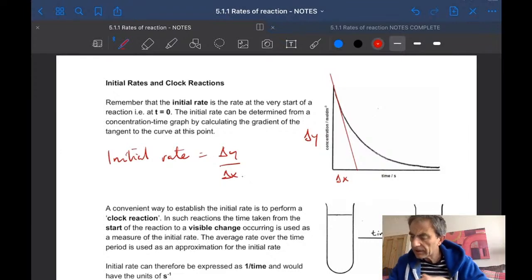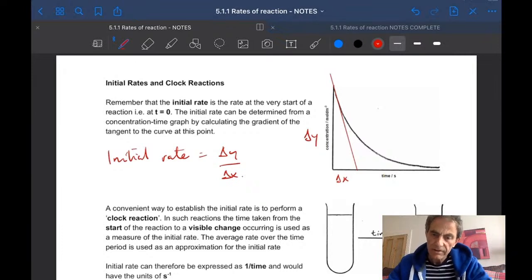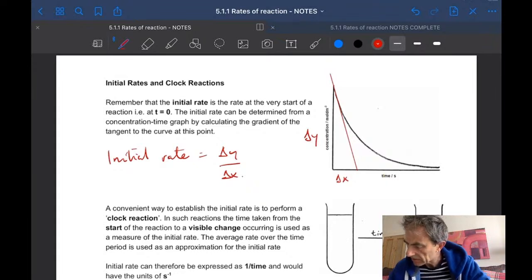I'll just throw a question into the chat, and then I'll just keep going, because there is a massive delay on this. Just wondering if anybody's done a clock reaction where you mix chemicals together, set your timer, wait until a colour change. I'll just leave that question hanging there.